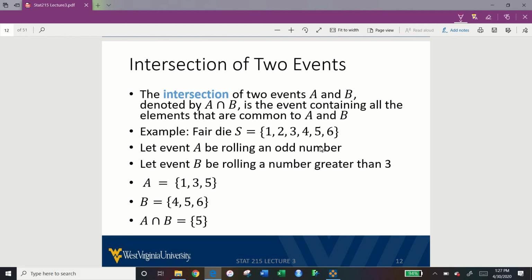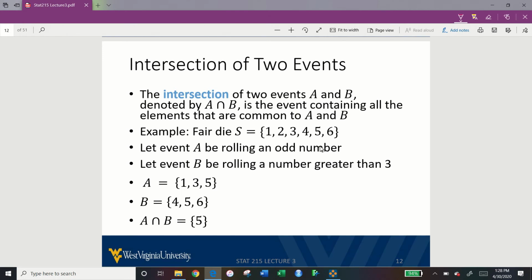Let's take a look at an example. So for our fair die, once again, our sample space is 1, 2, 3, 4, 5, 6. We're going to let A be the rolling of an odd number. We'll let B be rolling a number that's greater than 3. So our event A, rolling an odd number, will have the subset 1, 3, 5. Our event B, rolling a number greater than 3, will be 4, 5, and 6. We are asked to find the intersection, which is the event containing all the elements that are common.